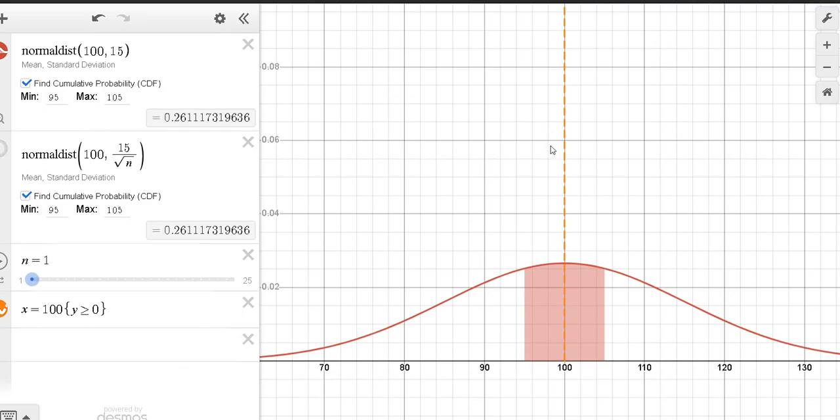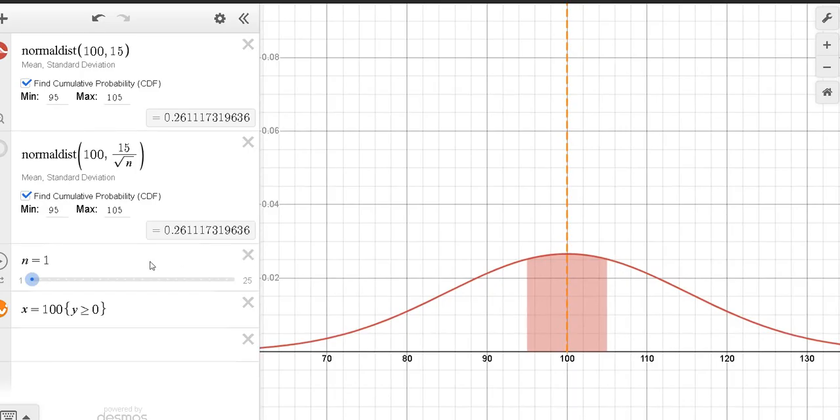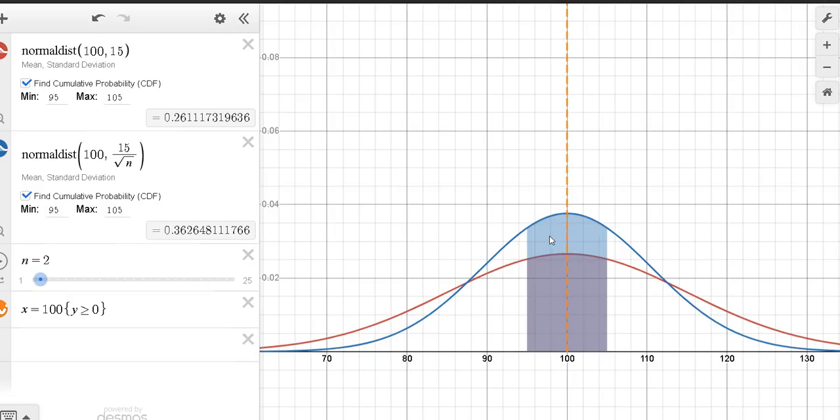So we're going to start out with a normal distribution. And now we're going to start increasing the sample size. Watch what happens to our probability of being close to 100. That is, somewhere between 95 and 105. So turn on this distribution here. Click that, and let's start moving up the slider. What if we do samples of size 2? Do we have a better chance of getting a sample mean that's close to our true population mean? Yeah, a little bit. We went from 26% up to 36%.